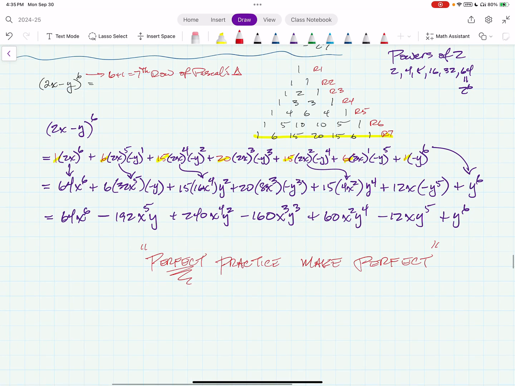So now what you guys need to do is go into section 2.9 homework here, 2.9 homework. Do that with each other because now you should be able to do it.